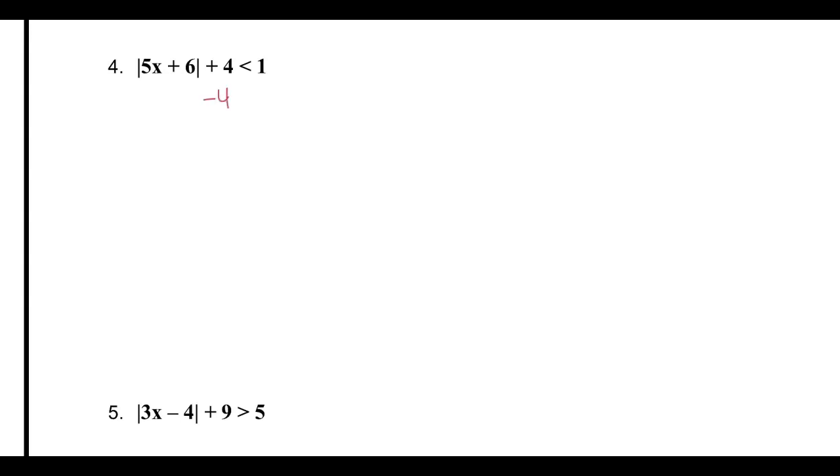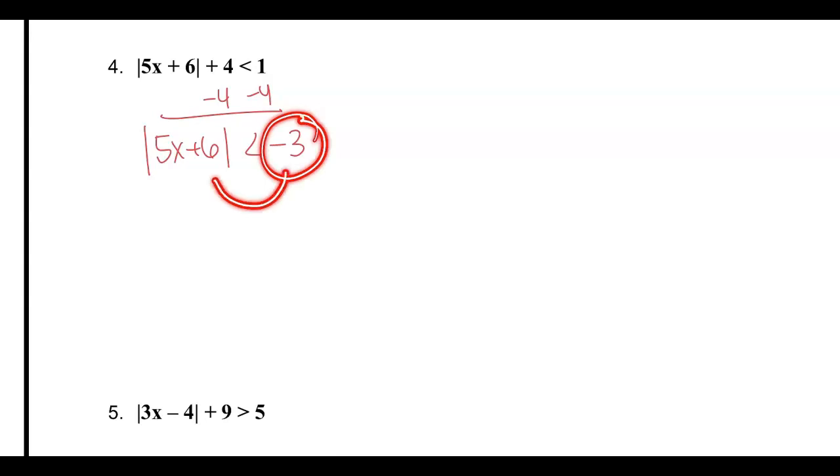So we're going to subtract 4 on each side. We're going to have the absolute value of 5x plus 6 is less than negative 3. Wait a minute, we did this before. Whenever we have an absolute value, especially with some kind of negative, if I take the absolute value of some number, it's never going to be a negative number when I actually take the absolute value. So when you get to this point, you can actually stop.